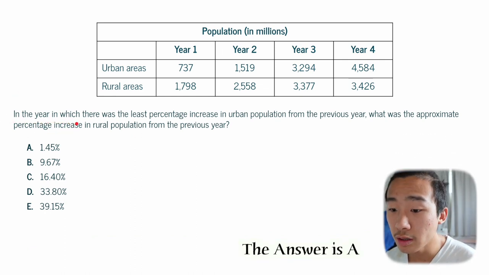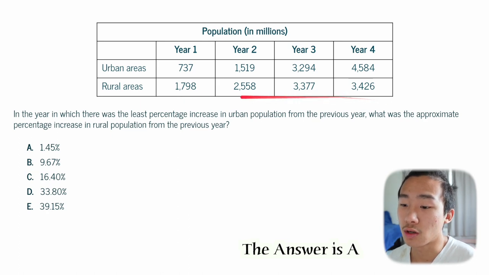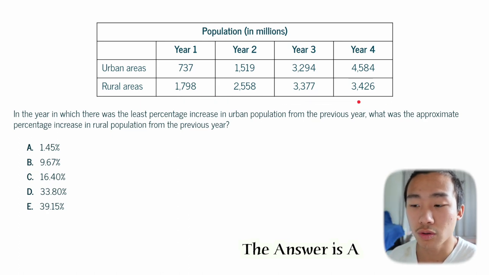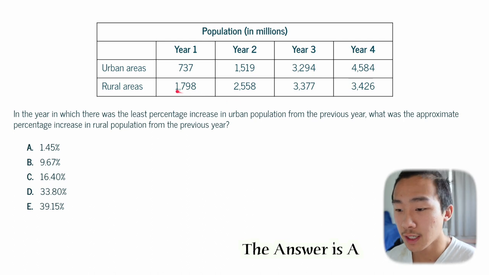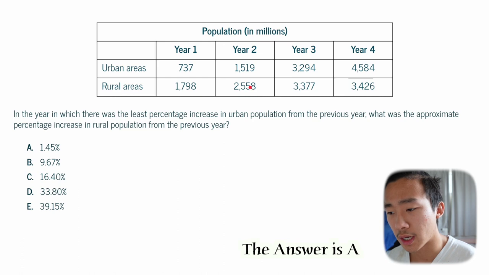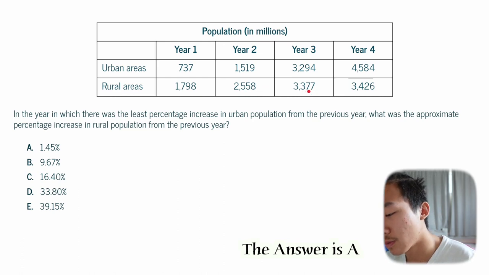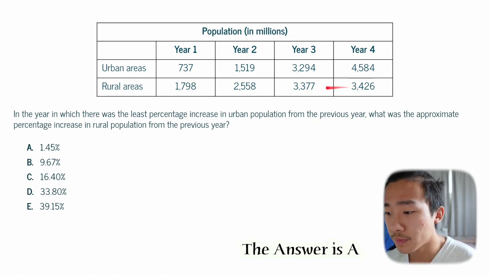so basically, in which year was there the least percentage increase in the urban population from the previous year, and what was the approximate percentage increase in rural population. So rural population, we know we're looking at rural areas from the previous year. So before we start, if you want to punch out and calculate all the percentages between all these years, then sure you can. But if we do a rough estimate, we can see here almost a 700 people increase. Here it has another 700, nearly 400 people increase. And over here, it's only a 50 increase. So obviously this one is the least one.